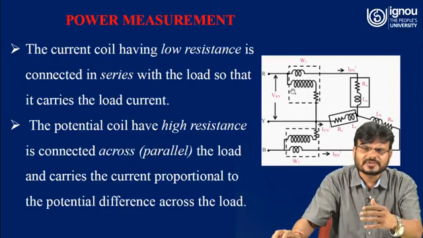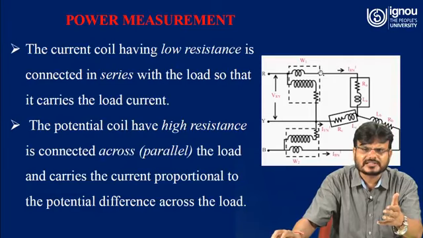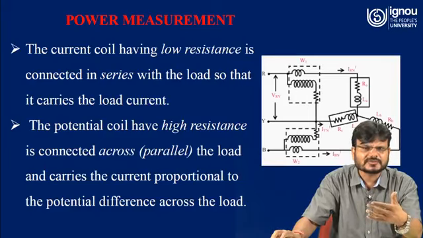The reason is that if the length is more, the resistance is more. If the resistance is more, then whatever current flows through this wire should be less, because the main circuit current should go through the load only. That means the current flowing through the potential coil should be less. For that, you have to keep in mind that the resistance of the pressure coil should be more. And how can the resistance of the pressure coil be more?